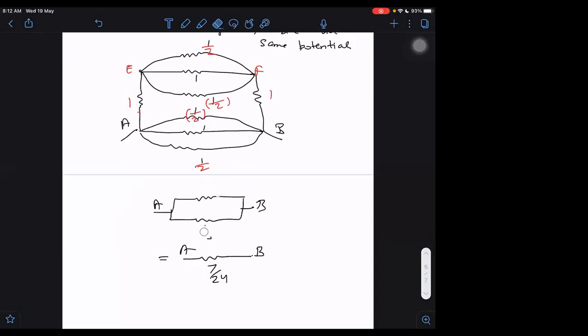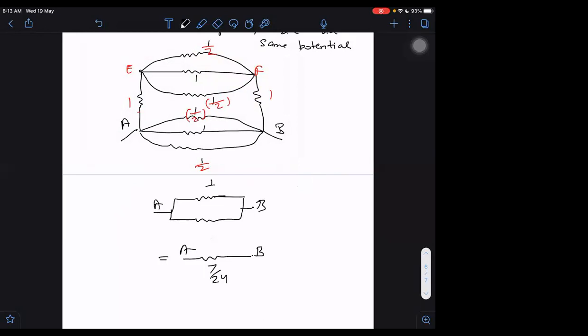1 by 2 plus 1 by 2 and 1 by 2 will give us what? 1 by 4, sir. 1 by 2 in parallel with 1 by 2 is 1 by 4. 1 by 4 in parallel with 1 gives 1 by 5, sir, it is 1 by 5. 5 by 4, sir.